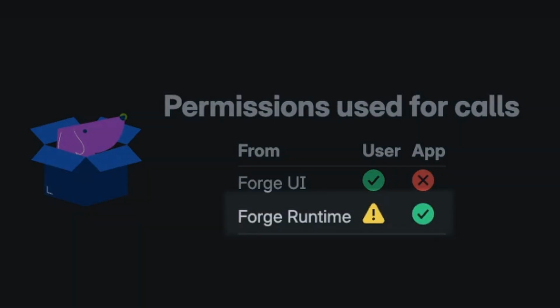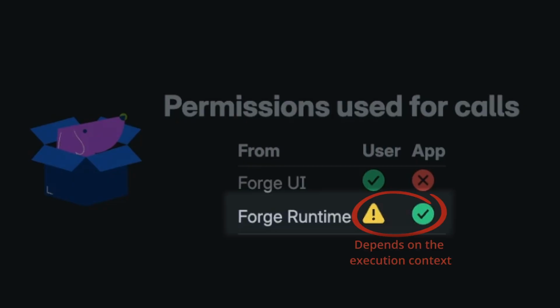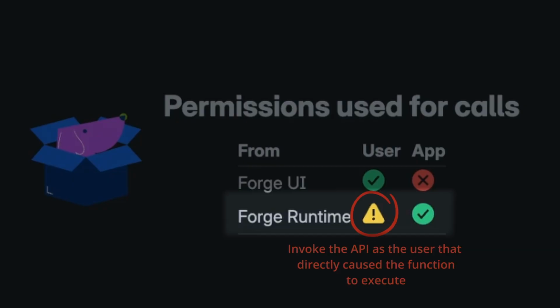When a Forge app invokes an Atlassian API from a Forge function, which is the same as saying Forge runtime, the app may have a choice as to which user's permissions should be used for the call. If the Forge function is being executed in direct response to a user action, it's best to choose to invoke the API call as that user.